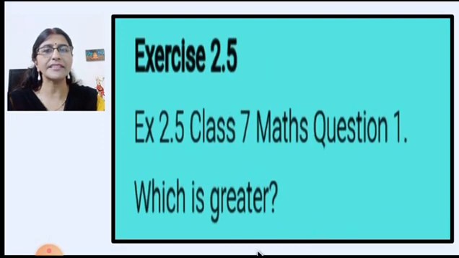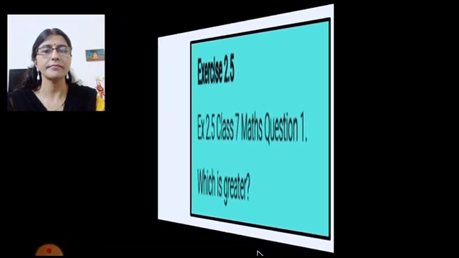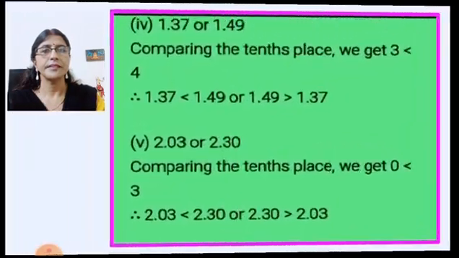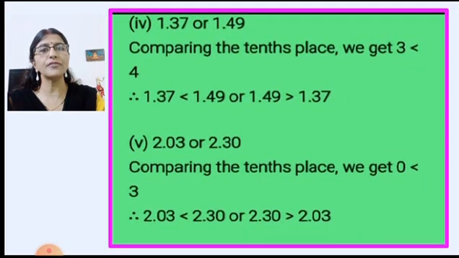Question number 1, which is greater. We'll take the fourth question, fifth part. First, the fourth part is 1.37 or 1.49. Whenever you compare two decimal numbers, first you have to see the whole number part of the decimal number. Here this is the whole number part, 1. Here also, 1 is the whole number part, which is before the decimal point. In these two numbers you can see 1 here, 1 here also. That means it is the same.